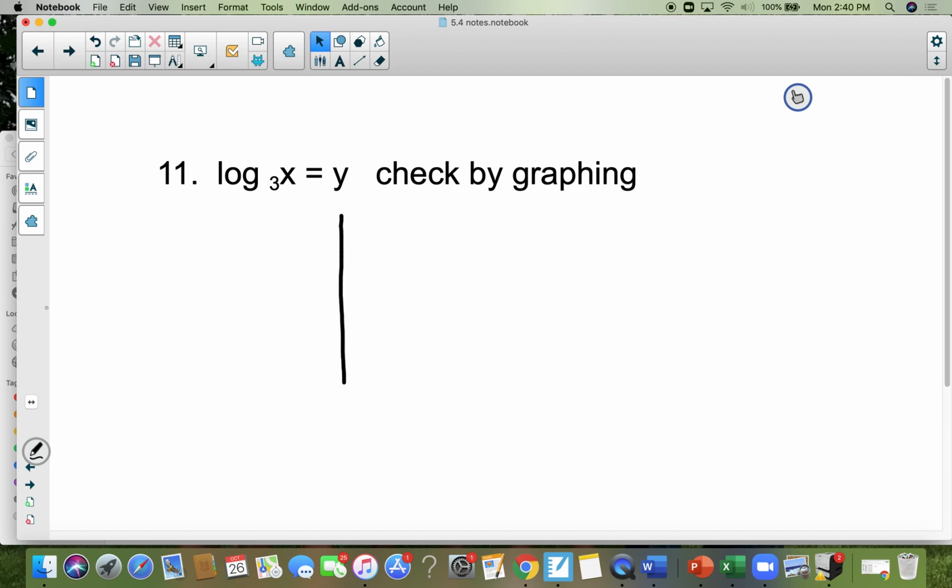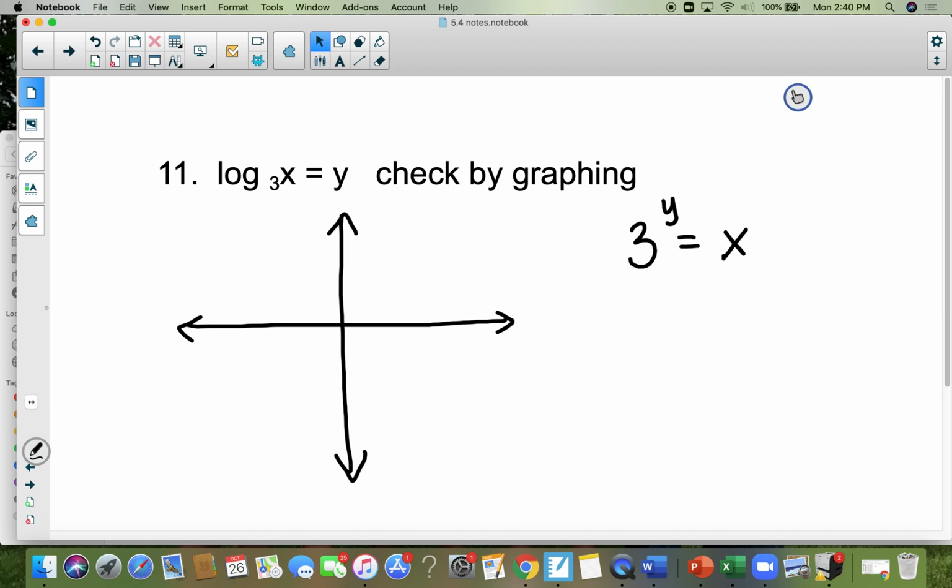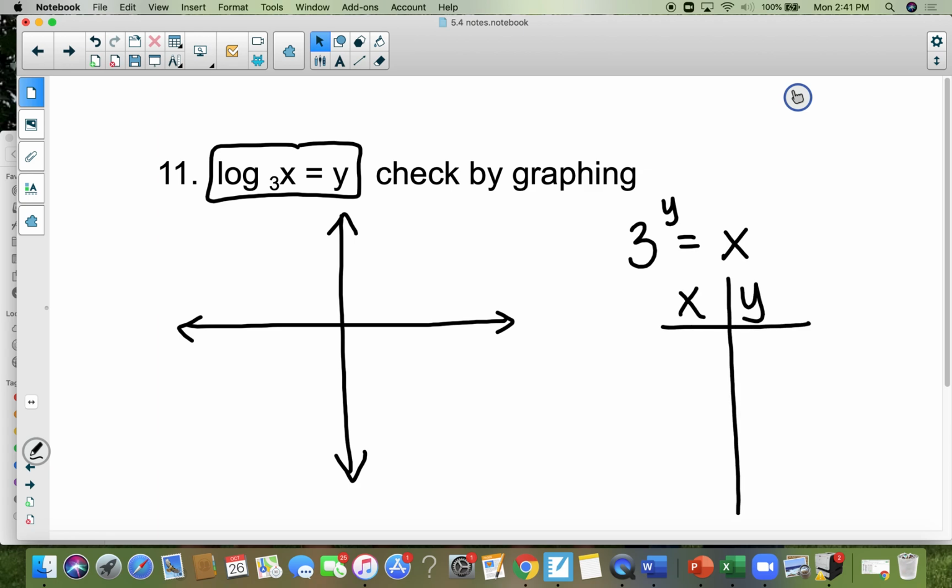Let's say you had to do this one and you had to graph it. And let's say you didn't even have a graphing calculator. You know that it's 3 to the y equals x. Let's say you had to graph this one without a calculator. 3 to the y equals x. So all I'm going to do is plot my points. I'm going to let y equal a negative 1, 0, 1, and 2.